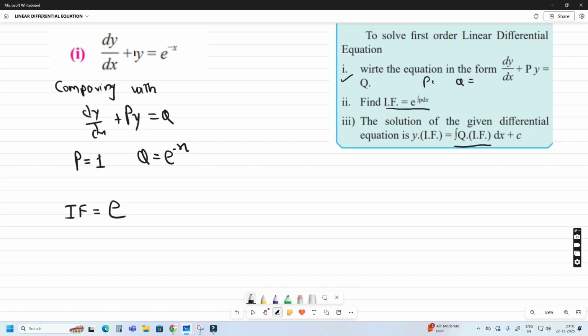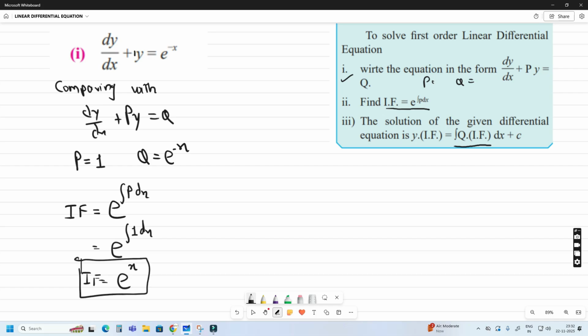The formula for this is e raised to integration of p dx. तो यहाँ पर आप क्या करोगे, e लिखोगे integration of 1 dx. So 1 का integration with respect to x is x. So if का value you got as e raised to x.